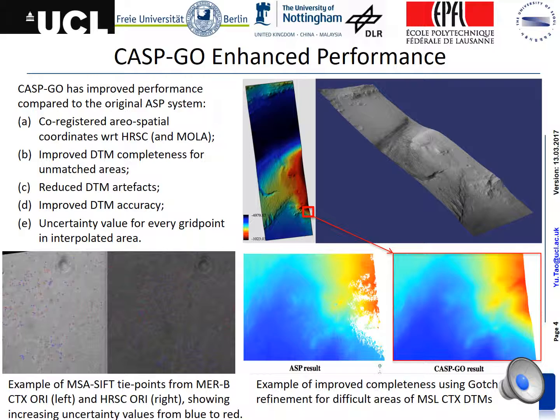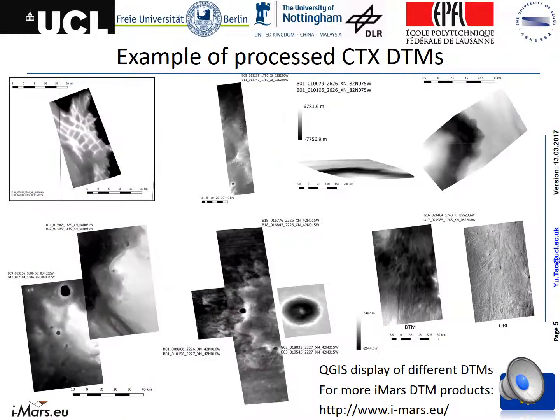Improved the DTM completeness for unmatched areas. The figure on the right shows an example of the improved completeness using GOTCHA refinement for difficult areas of the MSR CTX DTM. Reduce the DTM artifacts from the maximum likelihood initial disparity refinement method and the strong outlier rejection scheme. Improve the DTM accuracy from ARC refinement on the subpixel matching result. Uncertainty values for every grid point in interpolated areas.